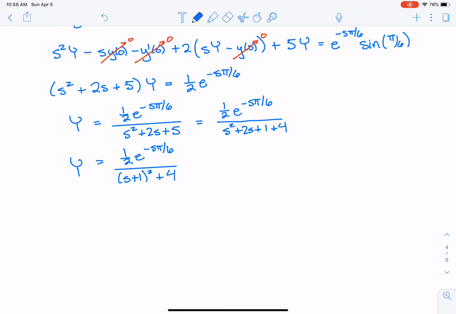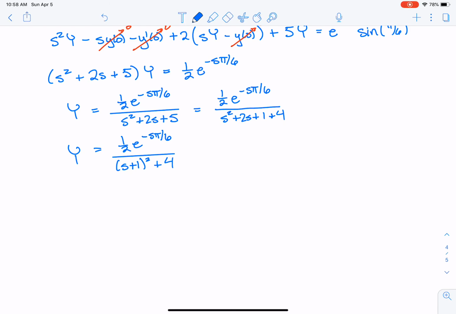Now we might need to consult our Laplace transform chart in order to figure out what this is. Another way to do it is to realize the s plus 1. When we do the inverse Laplace transform, that's going to be a shift by e to the minus t. So then what I really have is a 1/2 e to the minus s pi over 6 divided by (s plus 1) squared plus 2 squared. So I'm going to have to multiply top and bottom by 2, and what I get is 1/4 e to the minus s pi over 6 times 2 over (s plus 1) squared plus 2 squared.